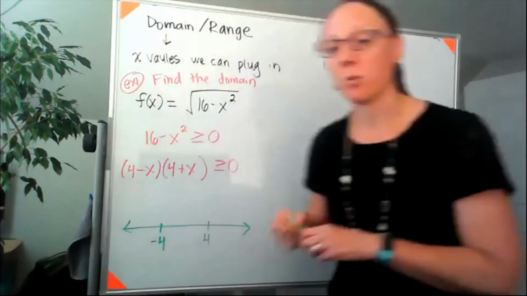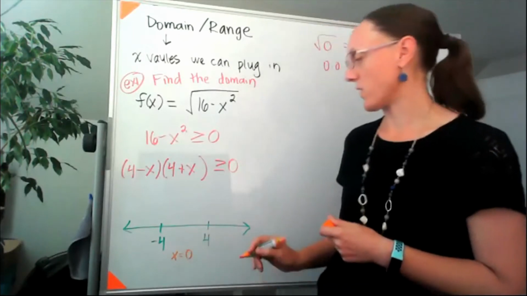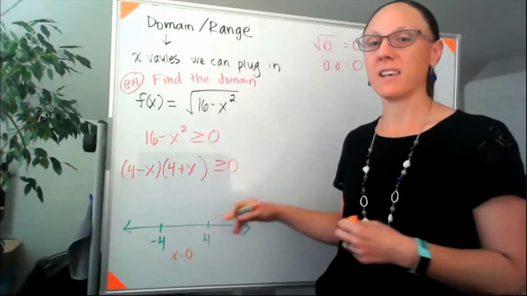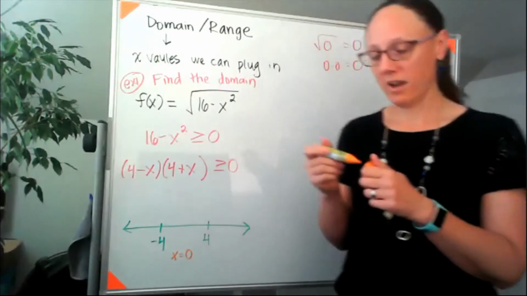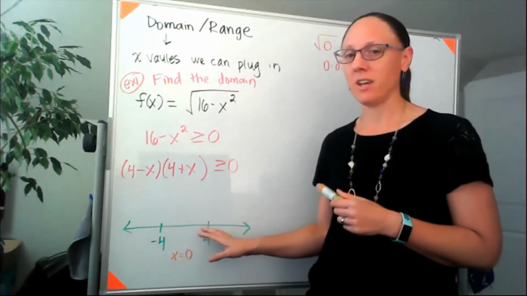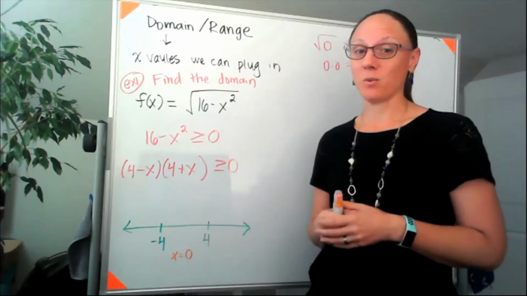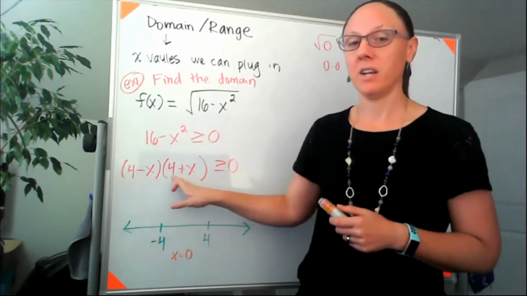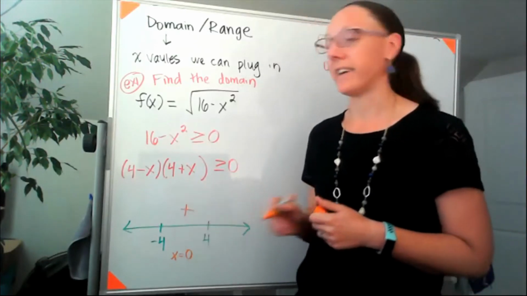So I'm going to choose some test points. If I were to choose a test point of x equals 0, notice I'm keeping this way away from my number line because I don't want to confuse myself later about which values are actually the intervals that we're worrying about. So if I plug in x equals 0, 4 minus 0 is a positive number, and 4 plus 0 is also a positive number. So I'm just going to put a plus on here.